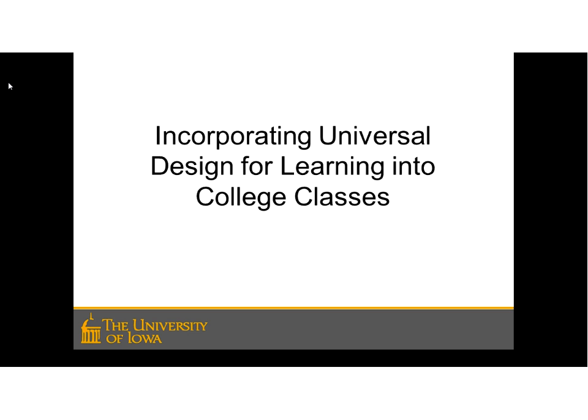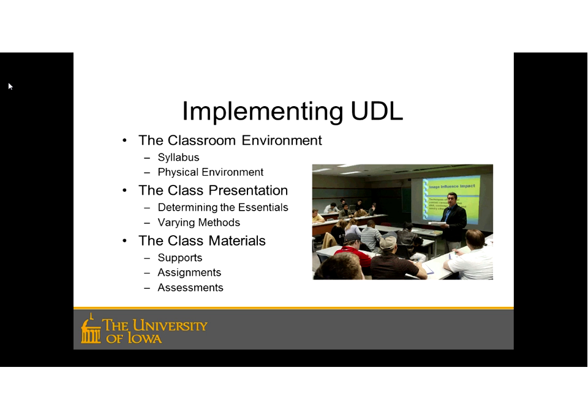So let me talk a little bit about incorporating universal design for learning into college classes, and we'll also hit a little bit on doing that in K-12 settings as well. In college settings, we talk about three areas where you can implement UDL, and that's in the classroom environment, the class presentation, and what we call the class materials, which is kind of a catch-all for everything else, including supports, assignments, assessments, so on and so forth.